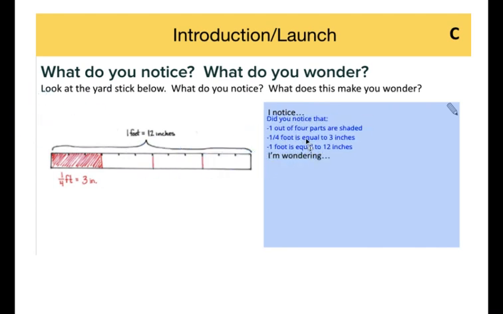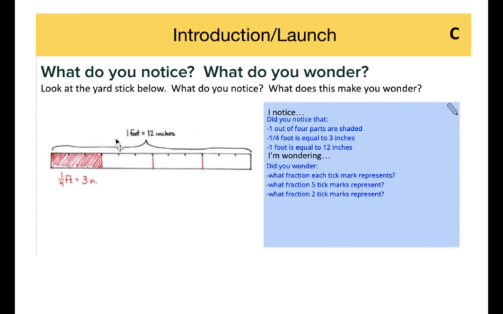So what did you notice? Did you notice that 1 out of the 4 parts are shaded? Did you notice that it said here that 1/4 of a foot is equal to 3 inches? Did you notice that it said 1 foot is equal to 12 inches? Was there anything that you were wondering?